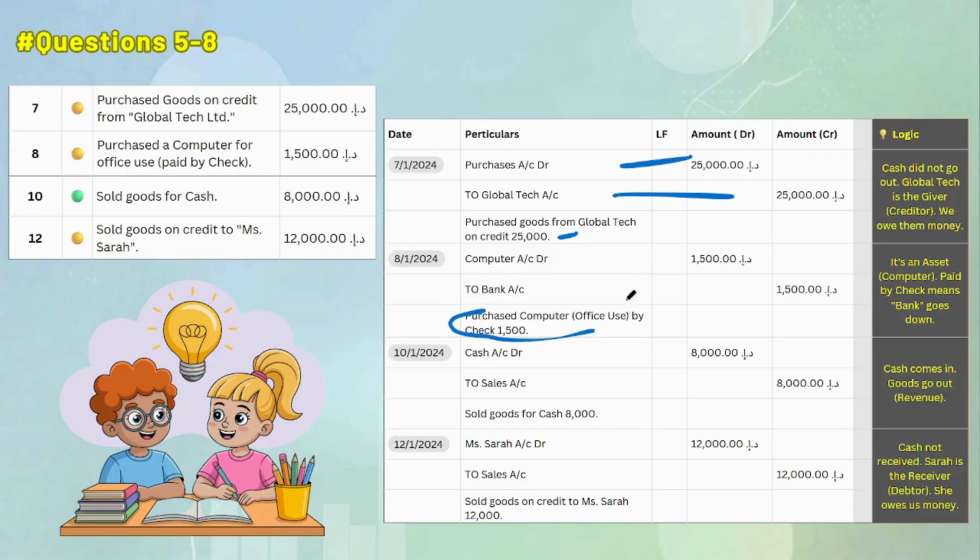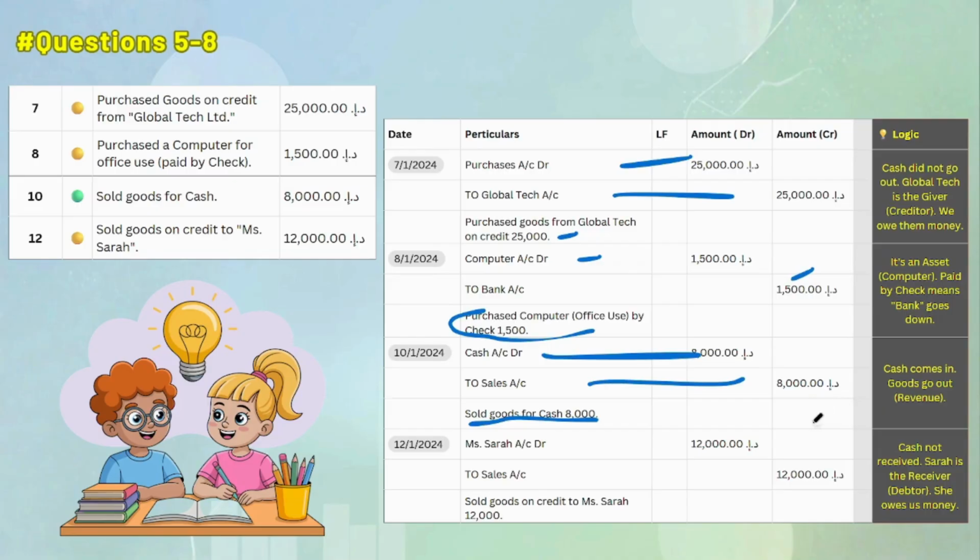On January 8th, we buy a computer for the office using a check. A computer is an asset, debit computer. A check means money leaves the bank, so credit bank. Now, let's make some money. On January 10th, we sell goods for cash. Cash comes in, debit cash. Goods go out, credit sales.